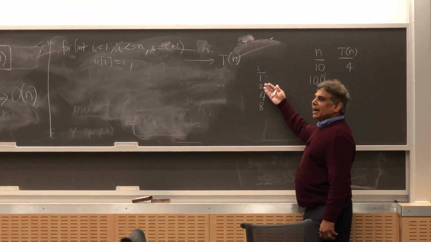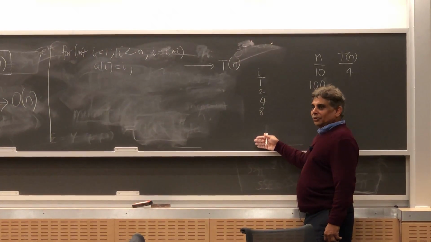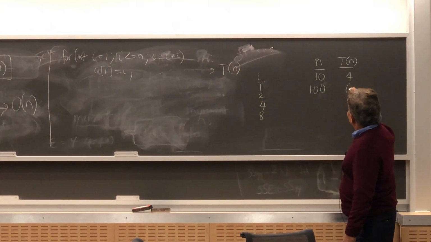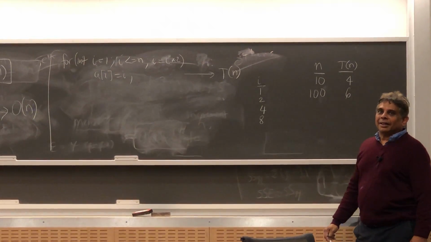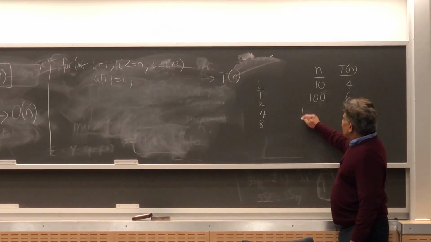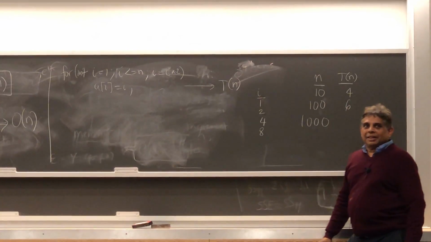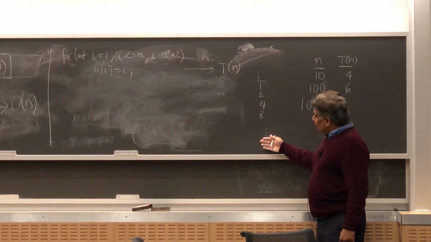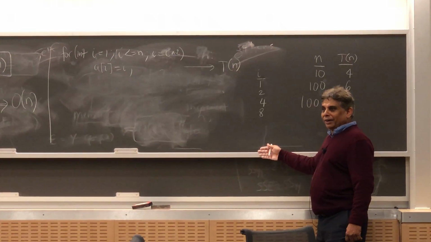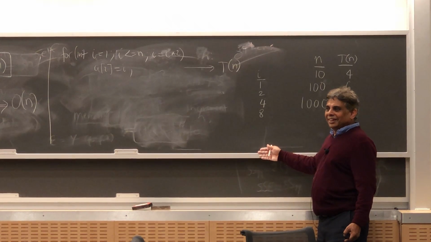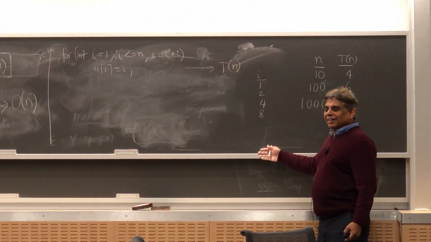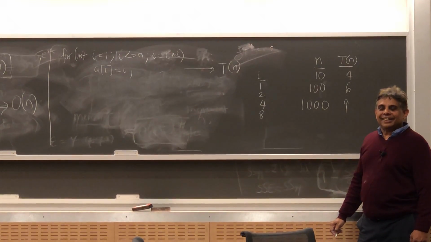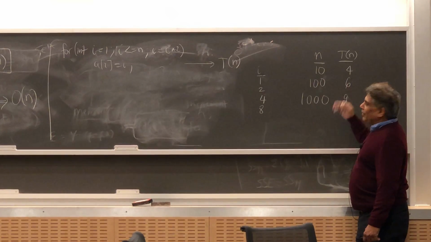So again, if you make it 100, you get 1, 2, 4, 8, 16, 32, 64. 64 is the last one, right? So that's like 6 times, right? If you make it 1,000, it goes like 1, 2, 4, 8, 16, 32, 64, 128, 256, 512. 512 is the last one, right? What is 512? 512 is like 2 to the 9, right? So now you see a relation between these two.